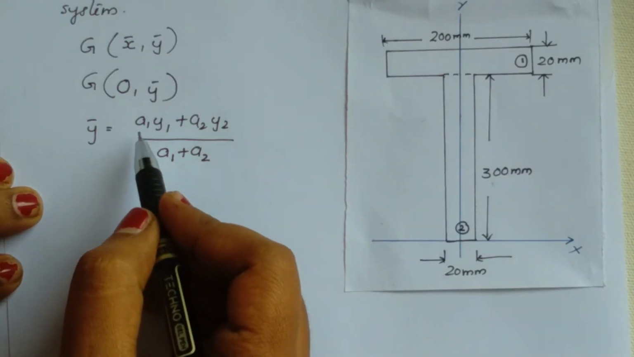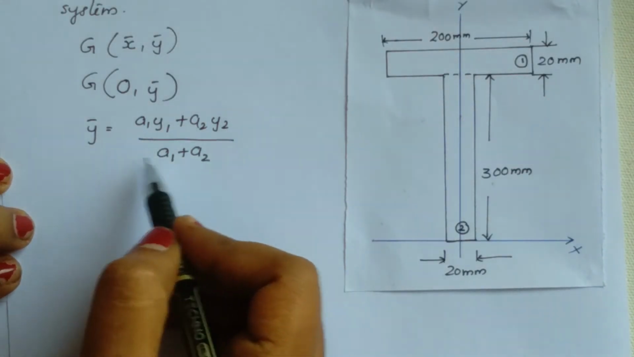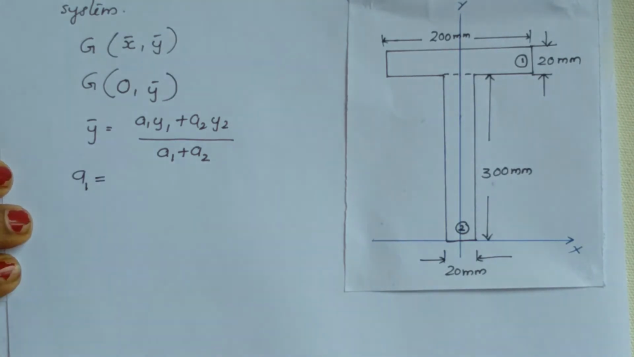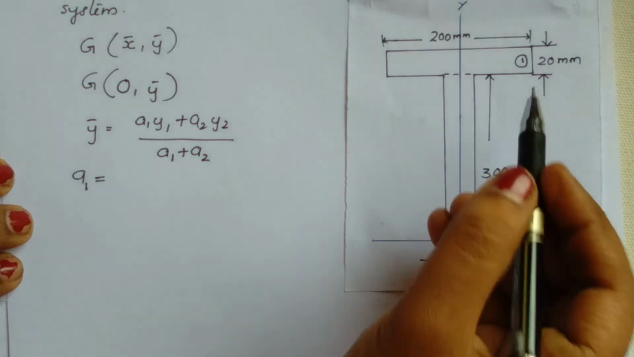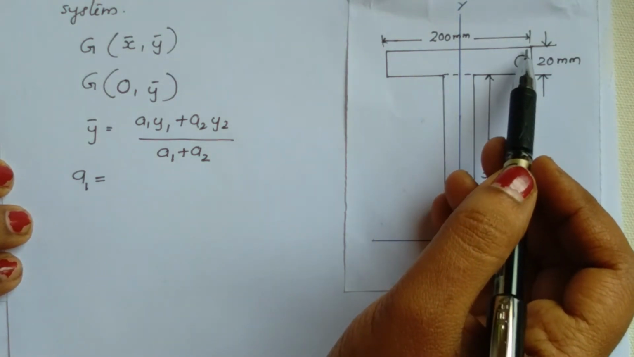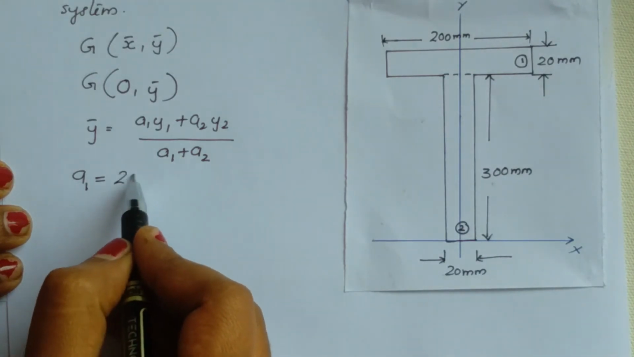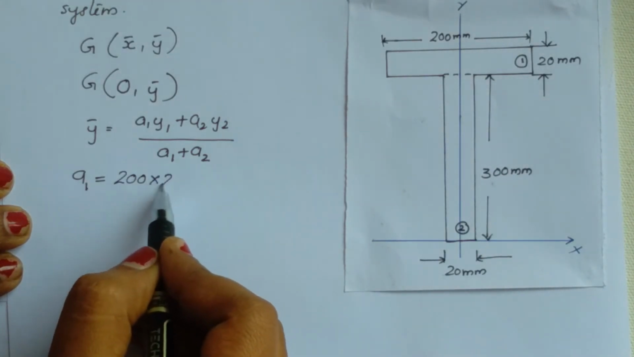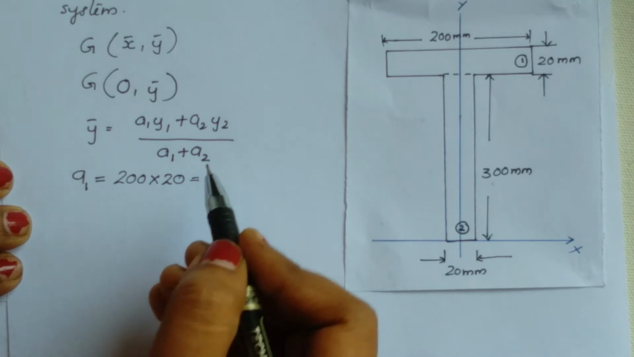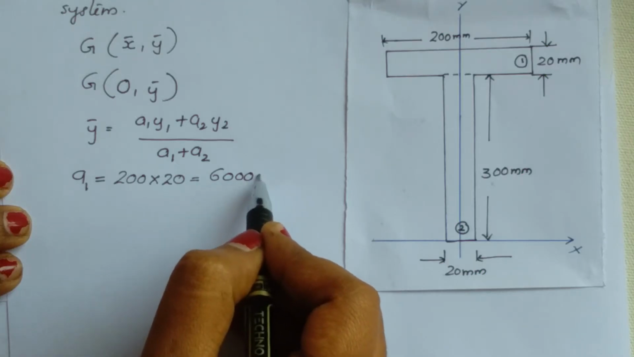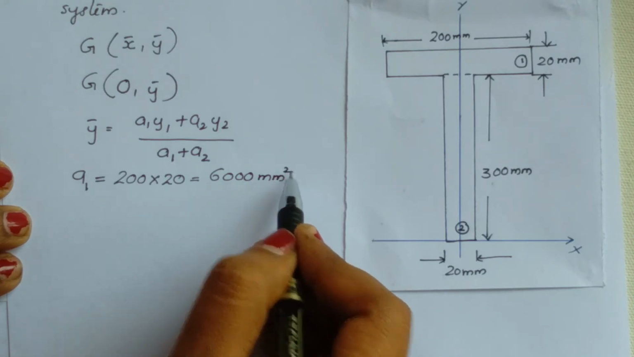So now we will find the values of all these terms. What is A1? A1 is the area of the first figure. The first figure here is this rectangle, the area of which is 200 multiplied by 20, that is equal to 4000 mm square.